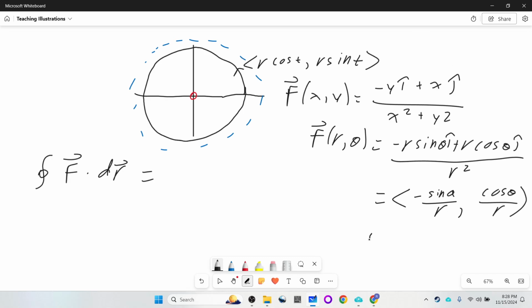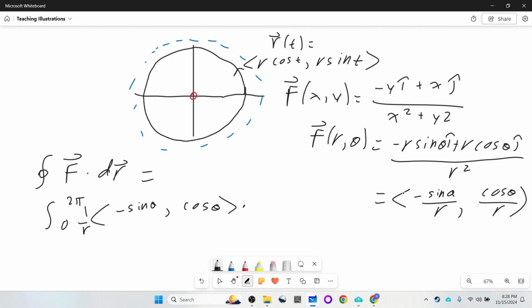And the r, the parameterization we have up here. Notice the r vector is very different from the r scalar. R scalar is the radius at a point. Okay, so this would become the integral from 0 to 2 pi of negative sine theta. Let's pull out the r. 1 over r, negative sine theta, cosine theta, dot.